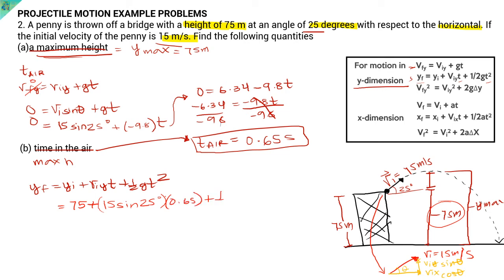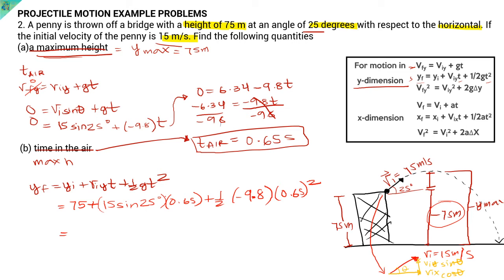Plus 1/2 times negative 9.8, multiplied by 0.65 squared. Okay. We can actually plug this in our calculator already. So let me get my calculator. Kindly get your calculator also.